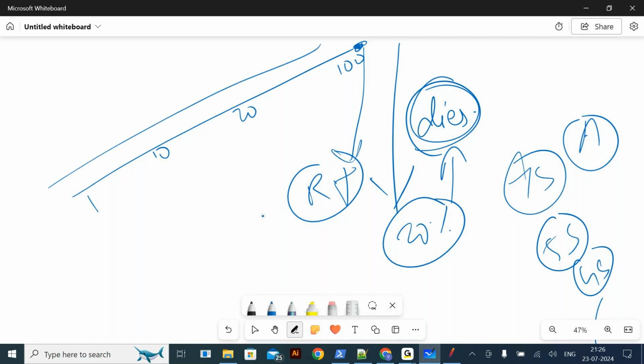Now, why do you think we are doing this stress test? Anyone? To check the breakpoint of the application. Exactly, to check the breakpoint. Now, what is the difference between load test and stress test then? That's my main question.